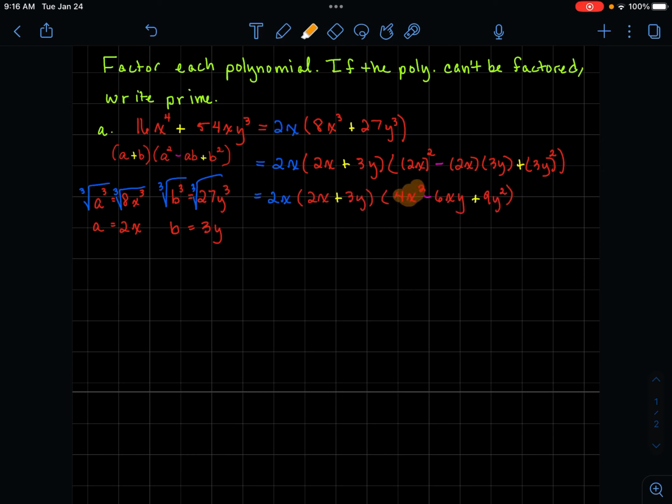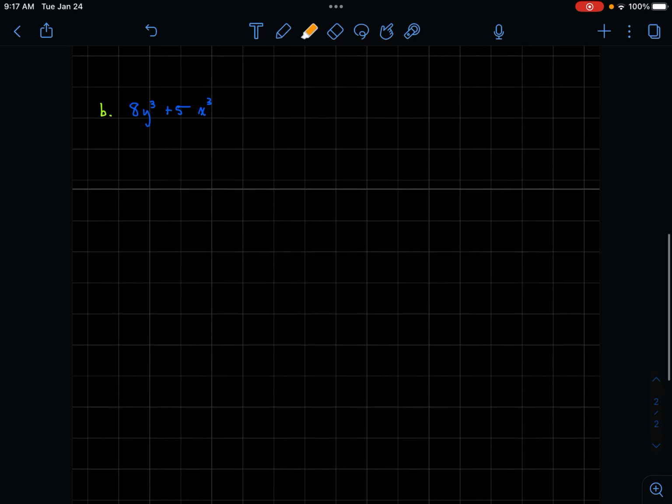So when I do 2x squared, we have to square the 2 and the x to get 4x squared. We take the 2x times the 3y, 2 times 3 gets us the 6xy. And then finally, the last term, 3y squared. 3 squared is 9, and we get 9y squared, and this right here is the factored form of this polynomial. So yes, we're taking a smaller problem and stretching it out, because eventually we'll figure out what the x's and the y's are equal to.